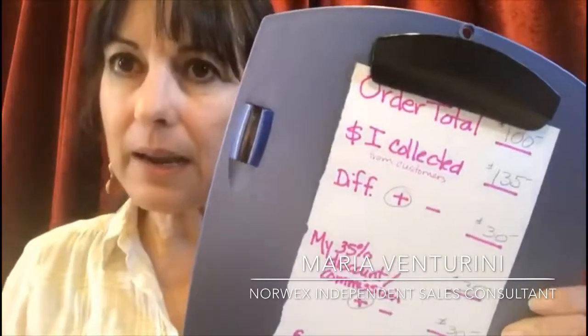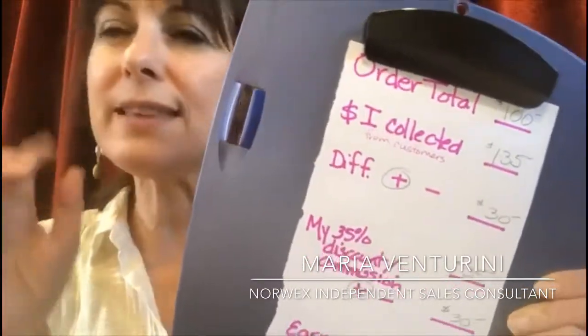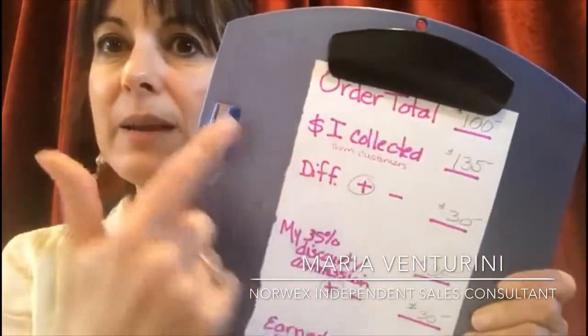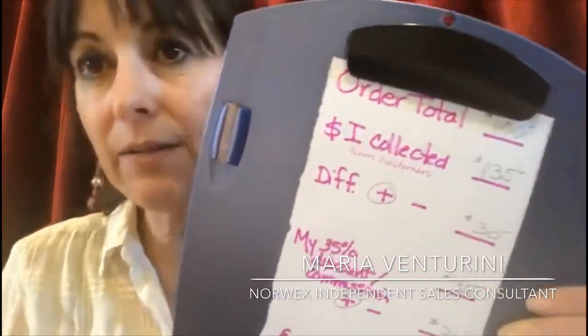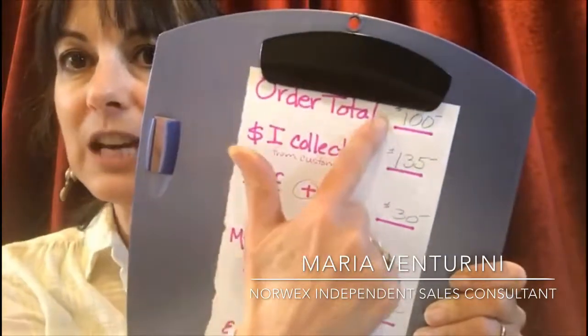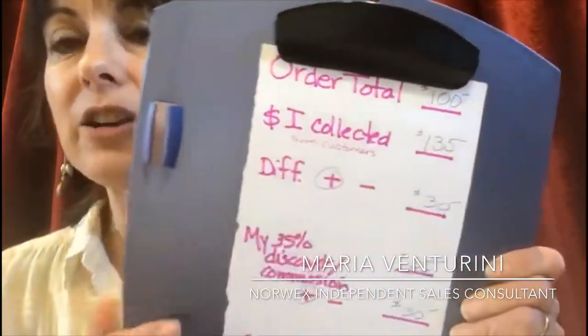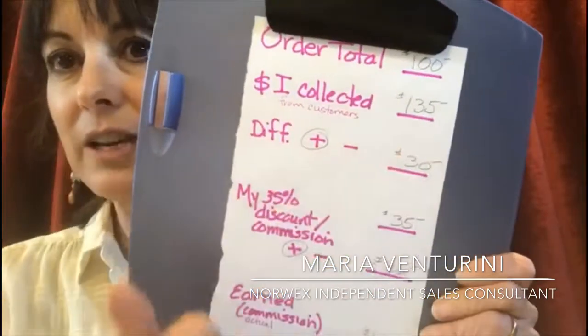Maybe I gathered more orders than I actually submitted to Norwex. And this is where being very honest comes into play, and it keeps me accountable, and it gives me peace of mind that I am reporting accurately my earnings. Because in this one, even though I submitted $100, I actually collected $135. So my difference here is a plus $30.